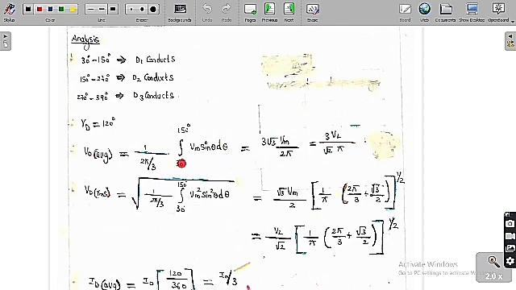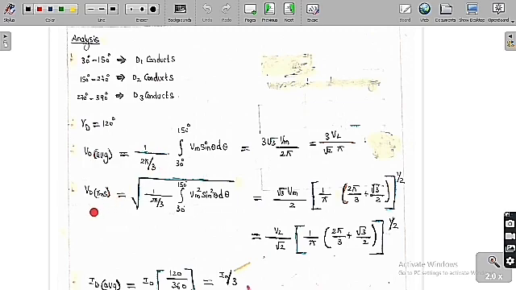So V0 average is equal to 1 by 2 pi into 3 times the integration from 30 degrees to 150 degrees, where we take the output voltage equal to VA0 in the range of 30 degrees to 150 degrees. So Vm sin theta into d theta. If you solve this, we are going to get 3 root 3 Vm by 2 pi. So 3 root 3 Vm by 2 pi is the average value of the output voltage.